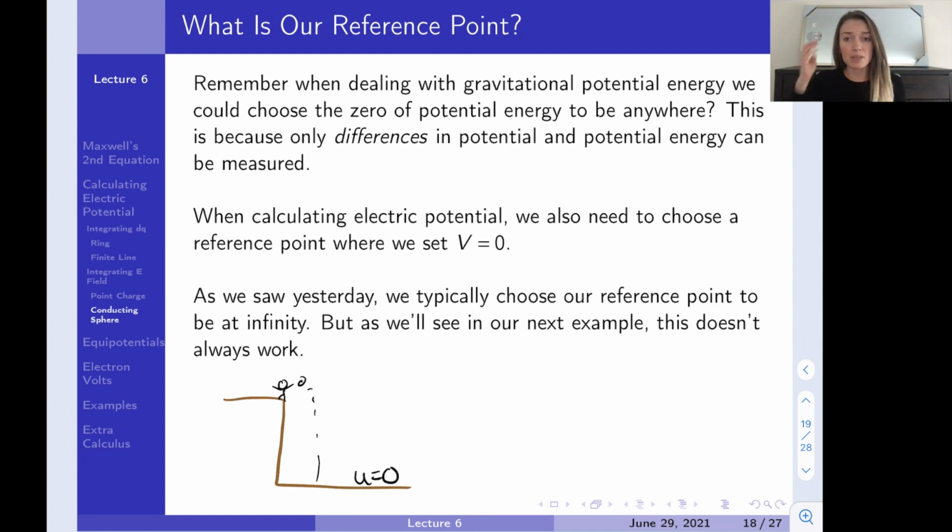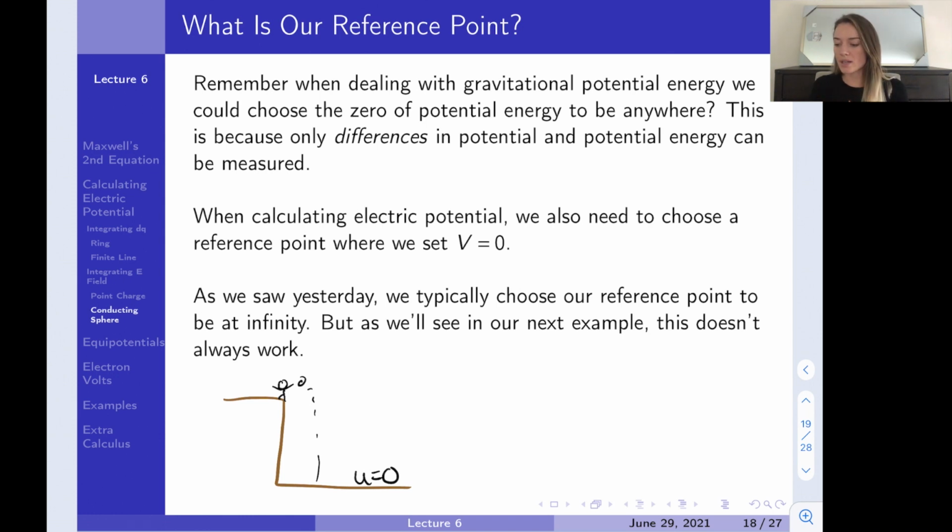And it's the same thing with electric potential and electric potential energy. We can choose our zero to be anywhere. You want to choose it somewhere that makes sense, somewhere that makes your problem easier. And usually that easier choice is at infinity. So like I said, almost always we're going to be choosing our potential to be zero at infinity.